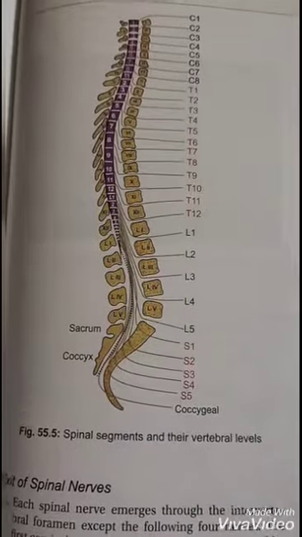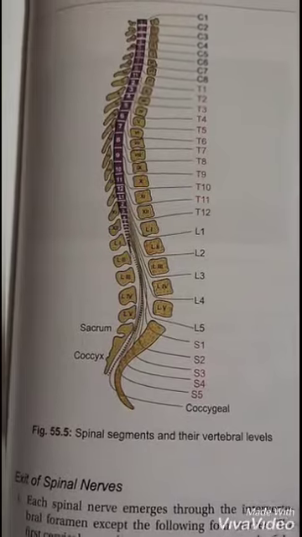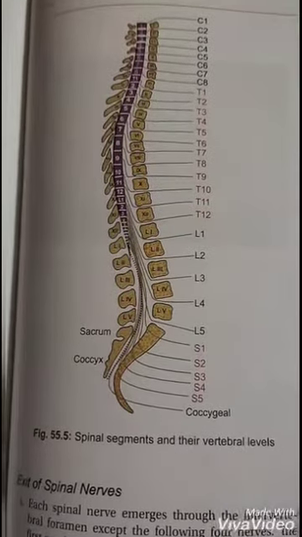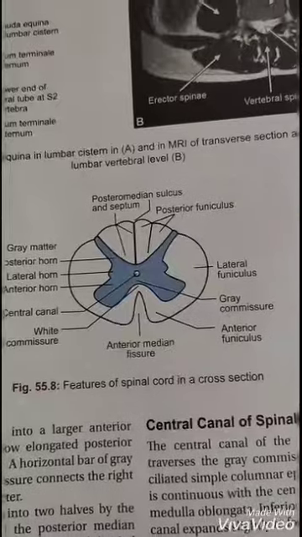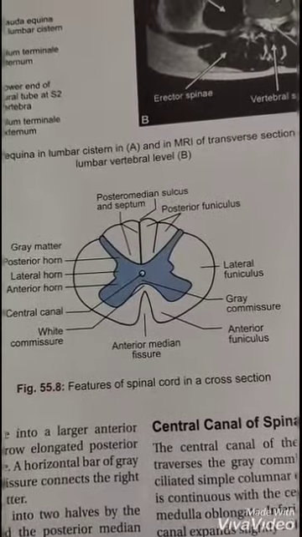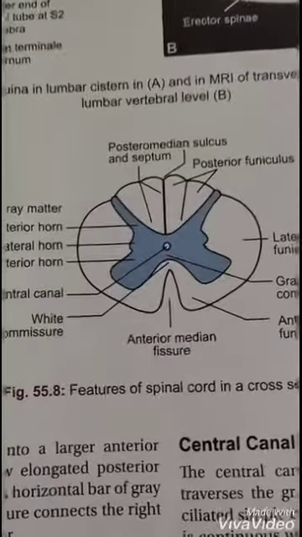Today we'll talk about the internal structure of the spinal cord. The internal structure of the spinal cord is divided into two symmetrical halves by means of a ventral median fissure. This is what you are seeing, the anterior median fissure, also called the anterior median fissure.